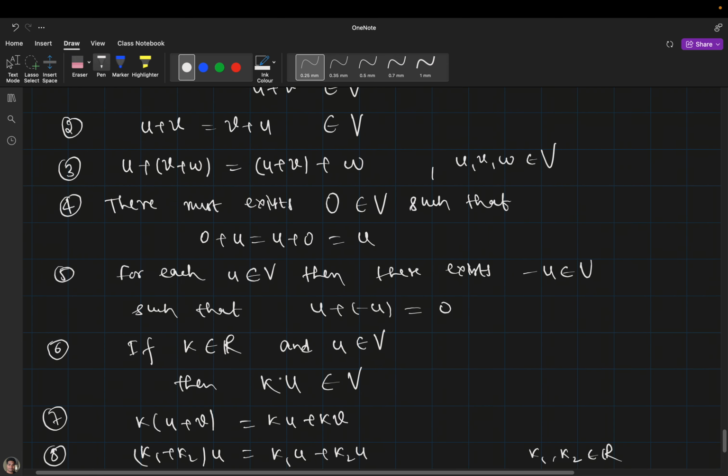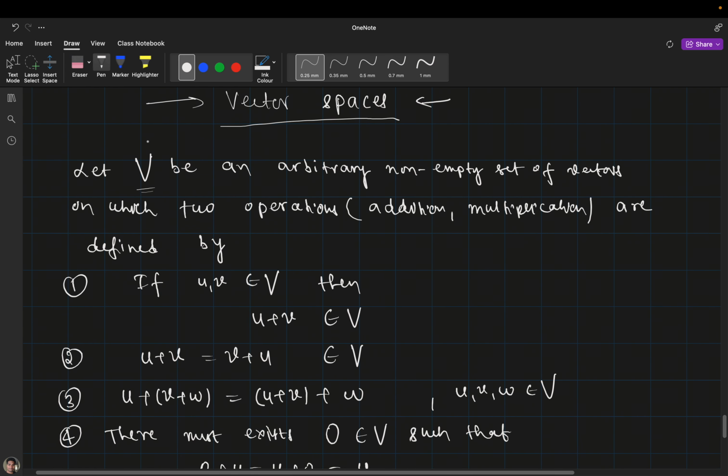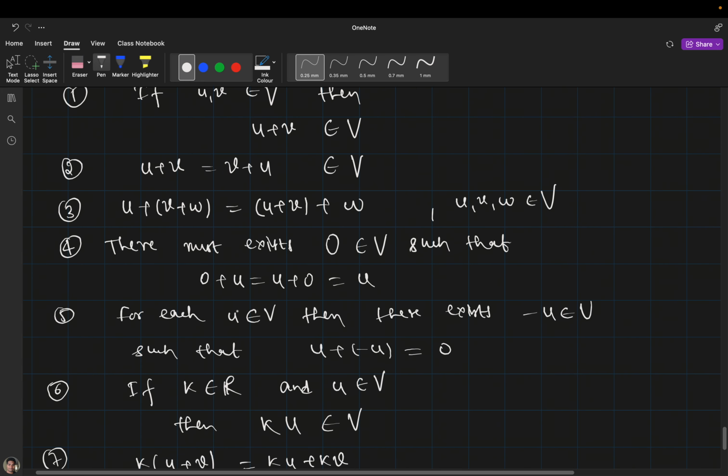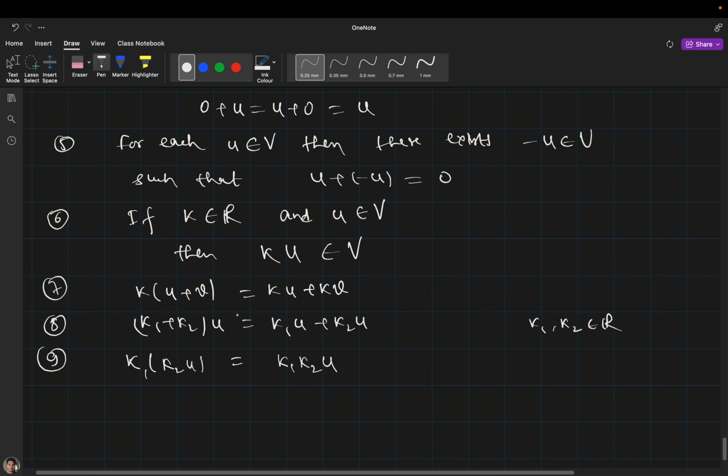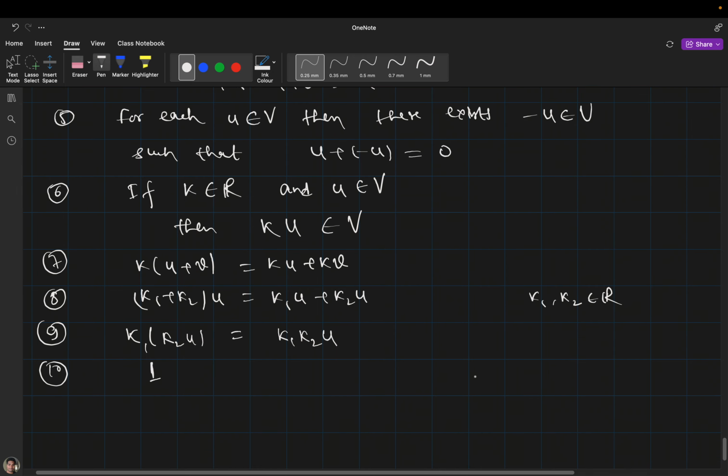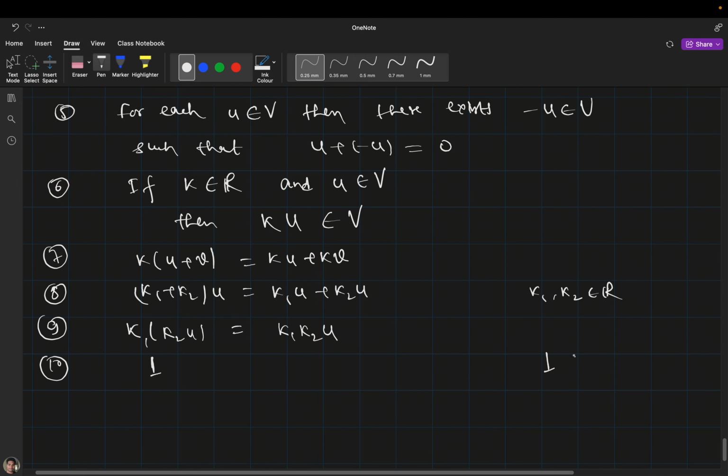So to have set V to be a vector space, all these axioms must be applied. Now there is one more, I forgot that. If you multiply by the identity, the result must also belong to vector space V. So if you multiply identity times u, that should also be equal to u. The total is 10 axioms.